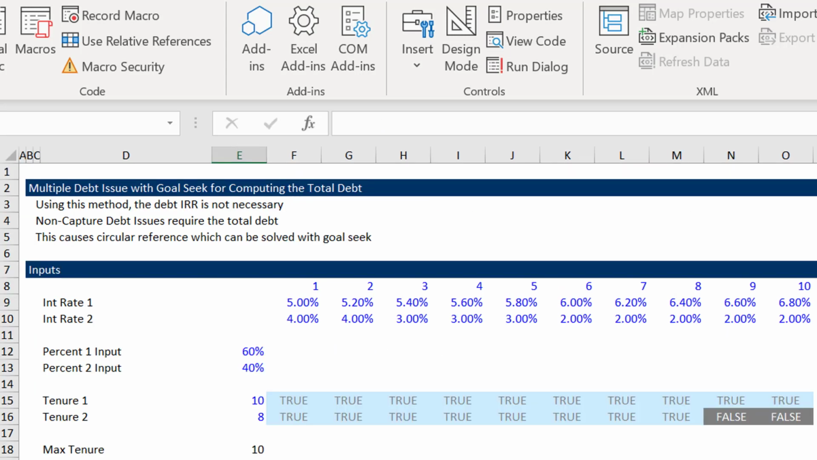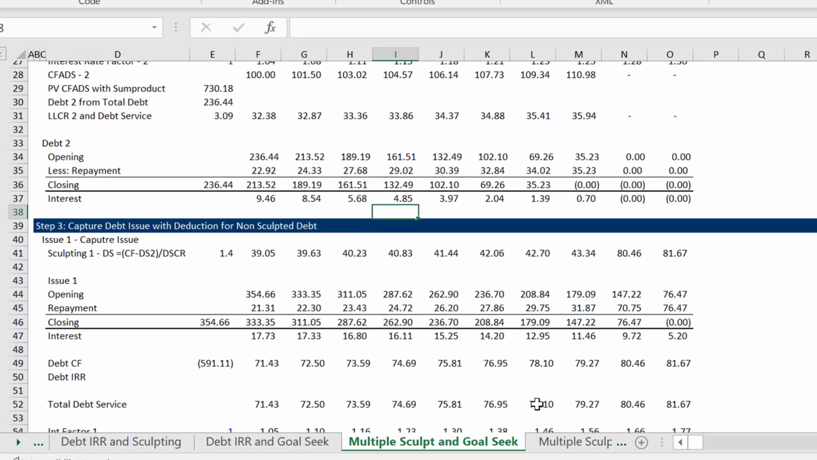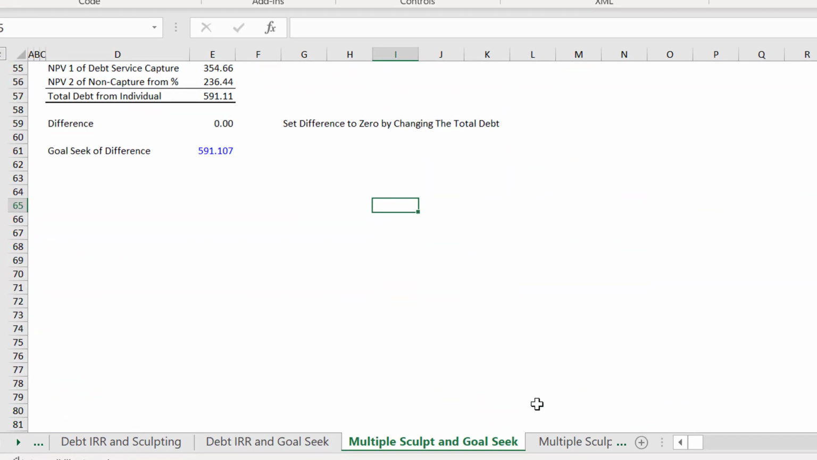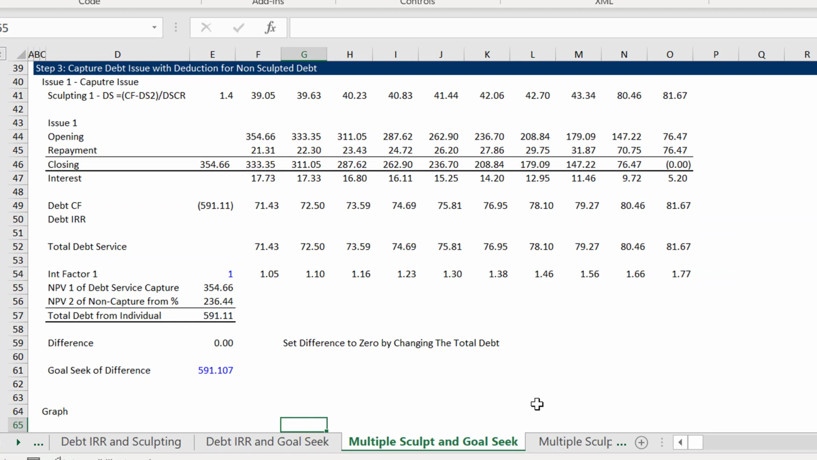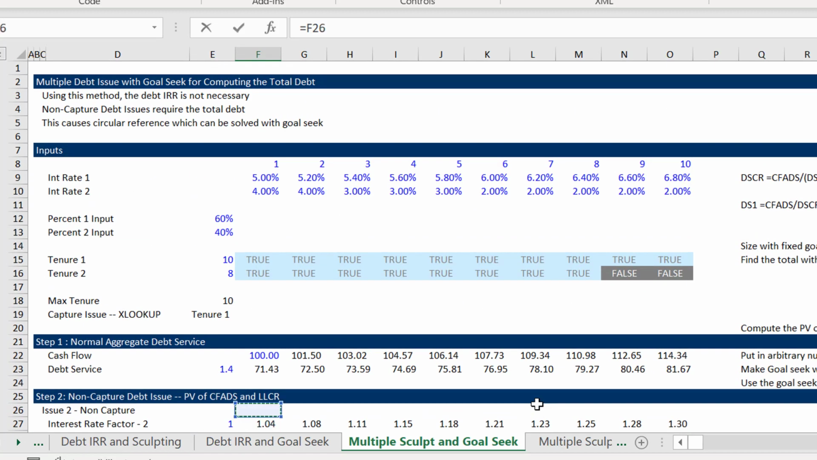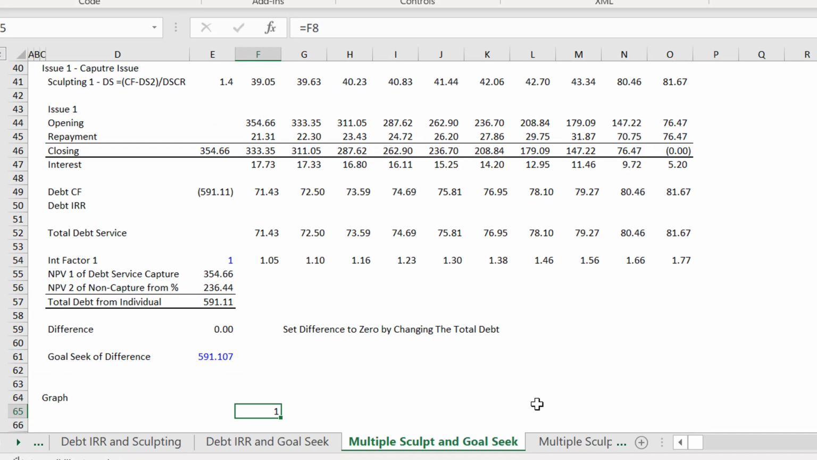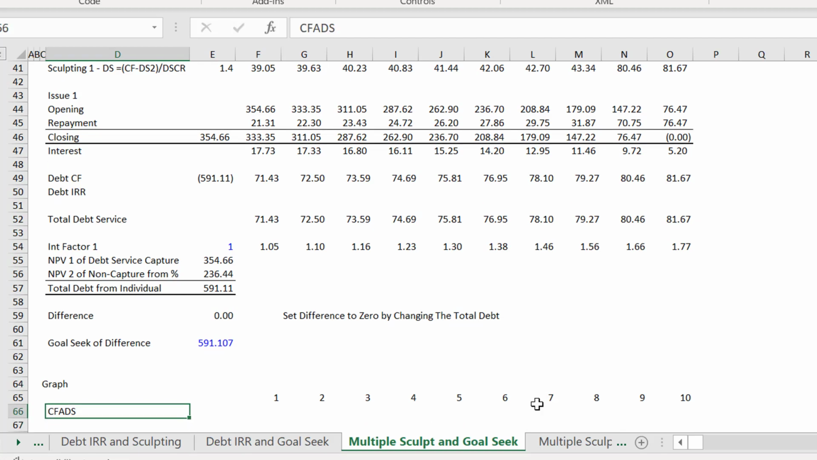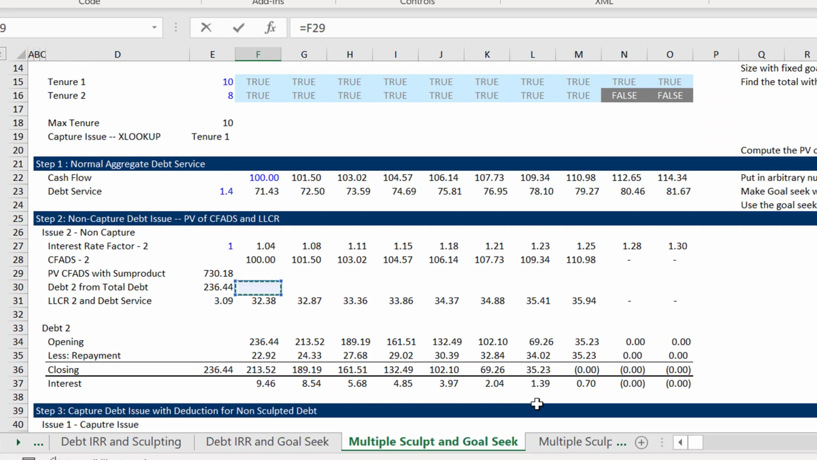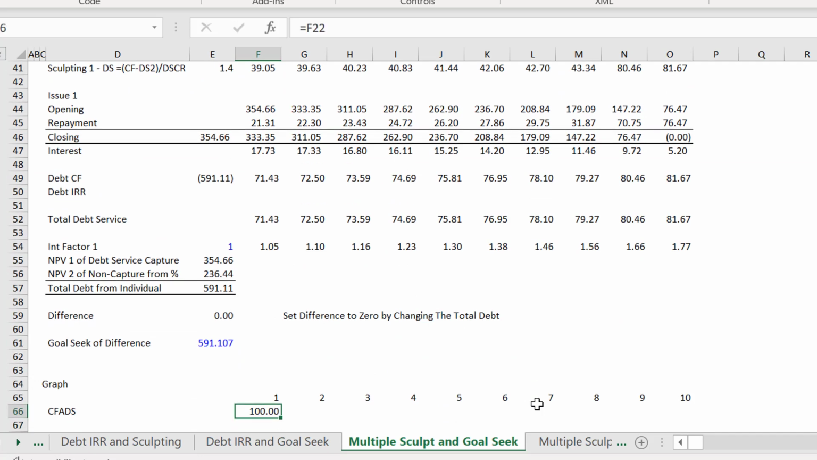Now let's get into the real issue. Now I've made two different debt issues, and we want to sculpt both of the debt issues. And when we're finally finished, let's put a little graph here. And let's go and get our numbers. And now let's put our CFADS in and see what we're doing. I hope this helps a little.